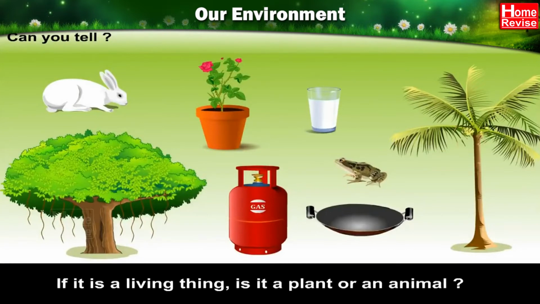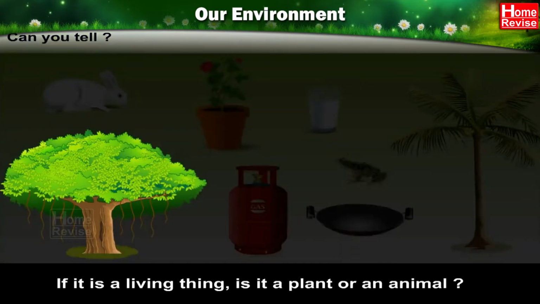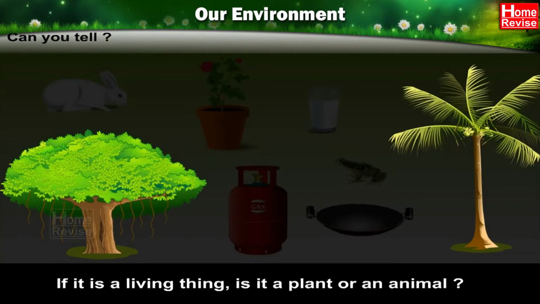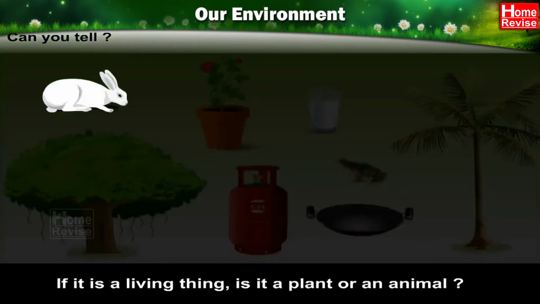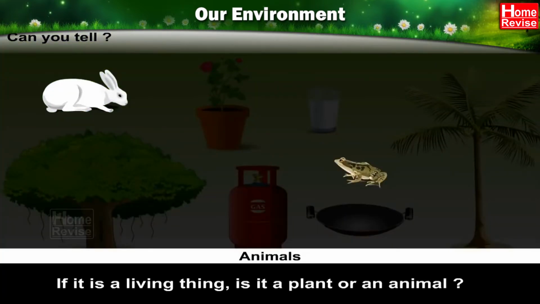If it is a living thing, is it a plant or an animal? In the following picture, the banyan tree, the coconut tree, and the potted rose plant are plants, while the rabbit and the frog are animals.